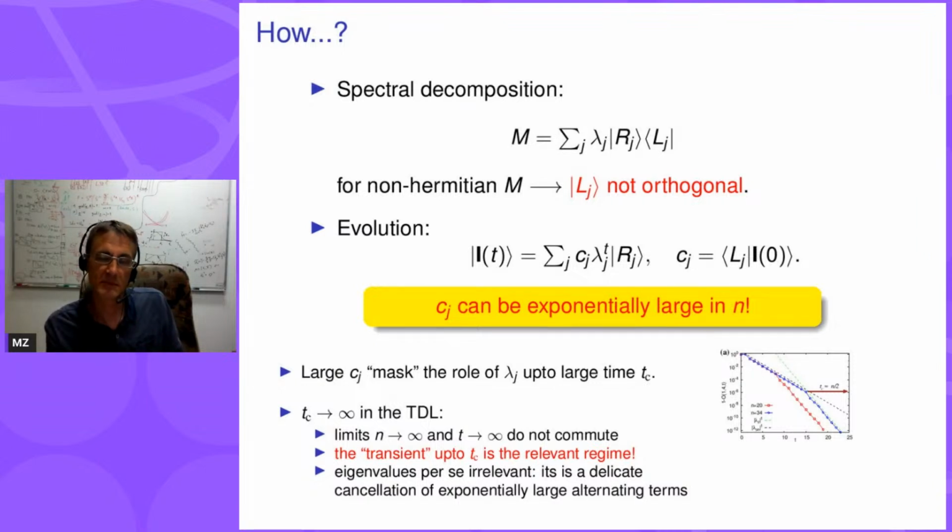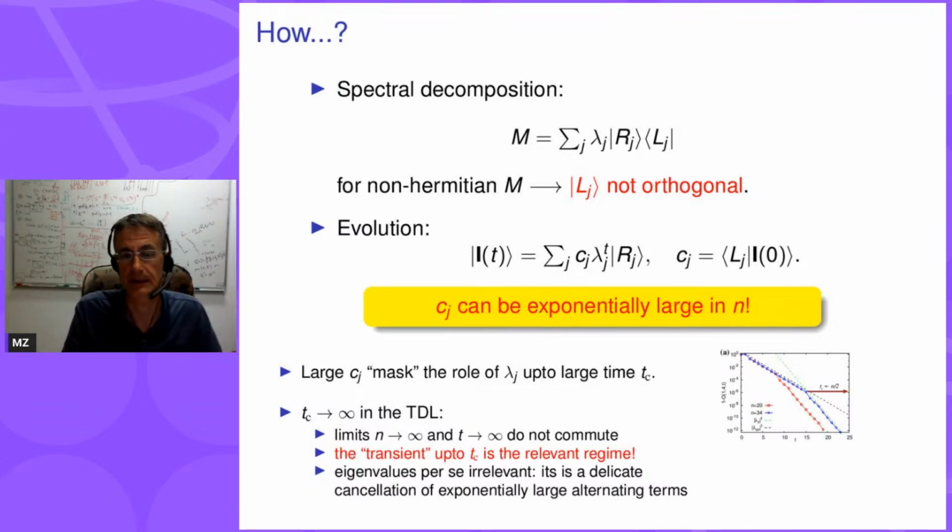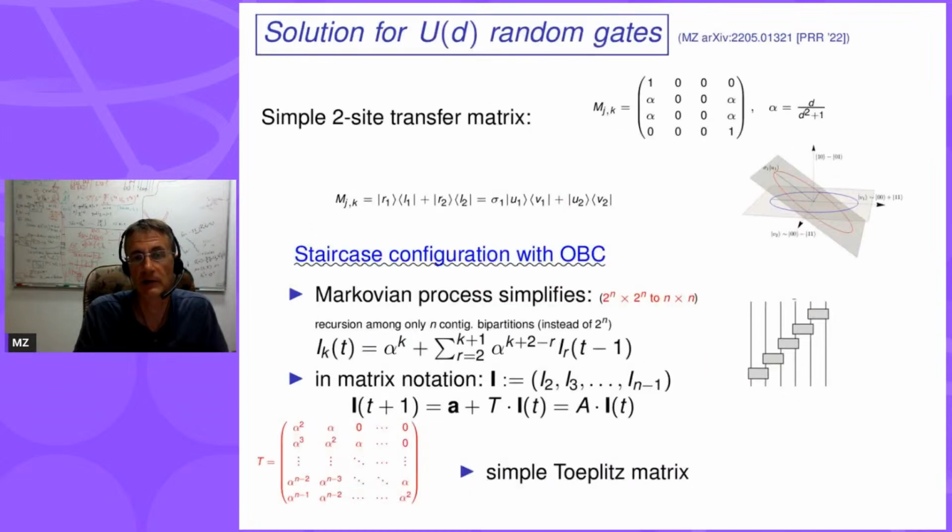So for this relevant regime, the eigenvalues are in a way irrelevant. It's this delicate cancellation between exponentially large terms, which must alternate in sign, and then at the end you can get a decay which is not determined by lambda 2. So this is a short mathematical explanation of how this can come about.